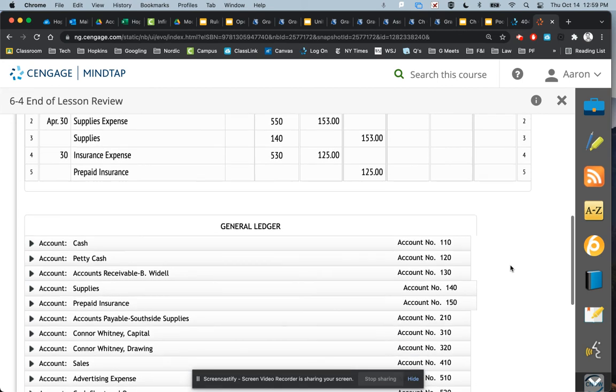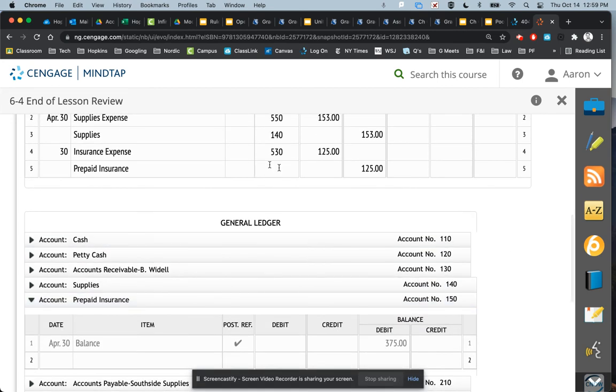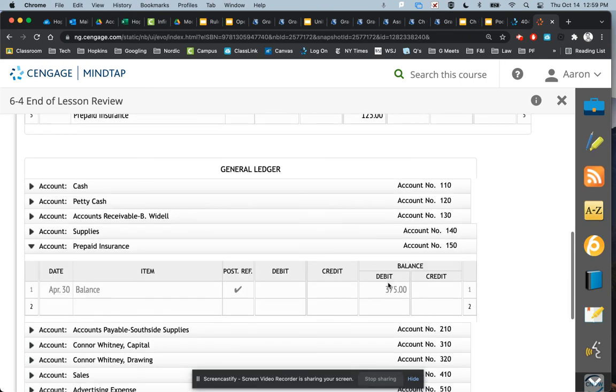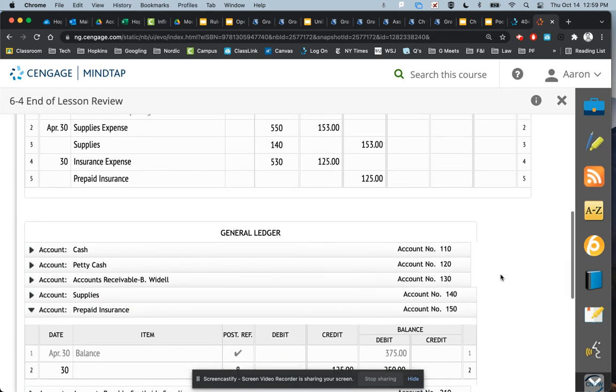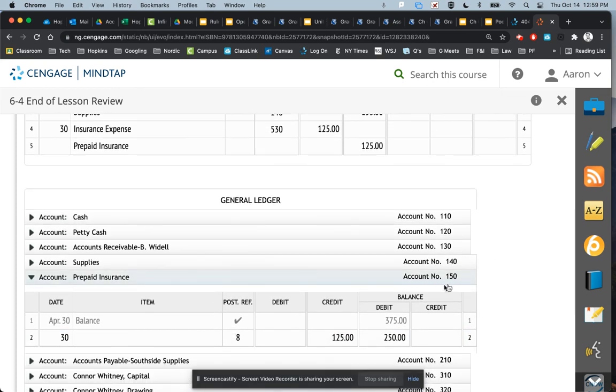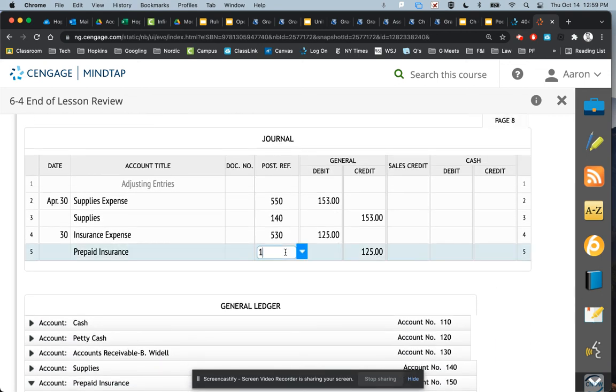All right, last one, prepaid insurance. We're going to handle this one just like we handled supplies. Prepaid insurance, we have a credit for 125. The date was April 30 again. The credit reduces our original debit balance of 375. If you subtract 375 minus 125, you get 250, which again was the amount that we had carried over to our balance sheet. Post reference, journal page 8, that's where that came from. We are account number 150, so we'll go back up and show that we posted it to account number 150.